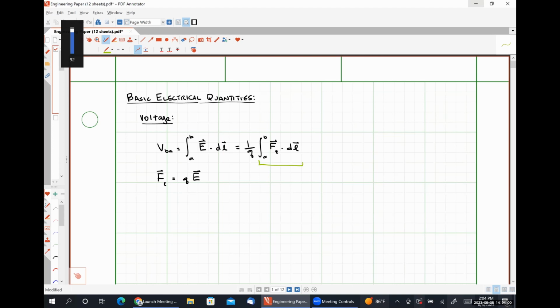Not hearing anything, so let me make sure my volume is turned up. It seems to be. Somebody's talking in chat. Let's see. Work. Absolutely right. So the integral of force times distance is absolutely work.